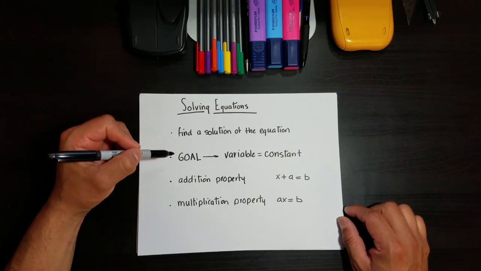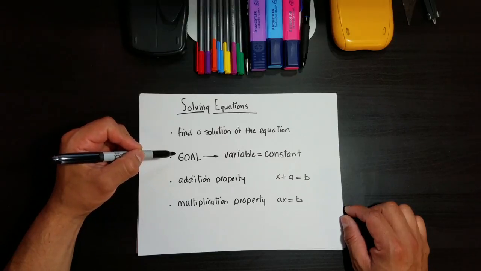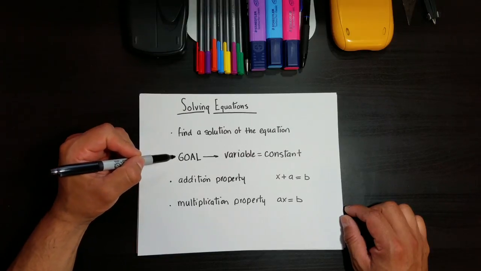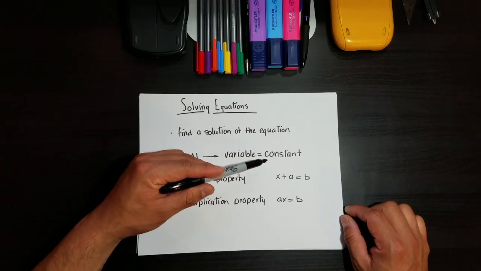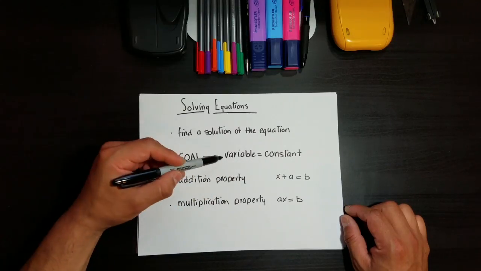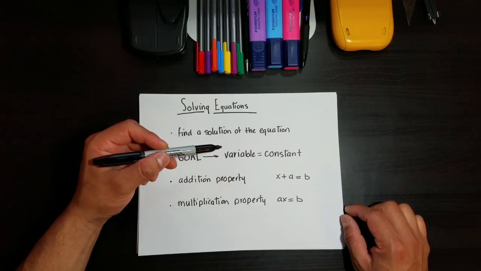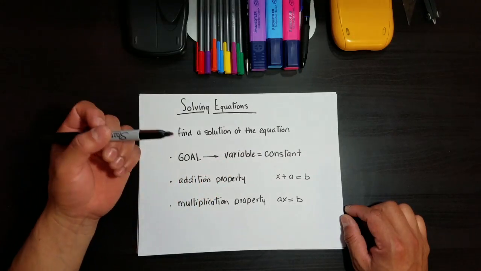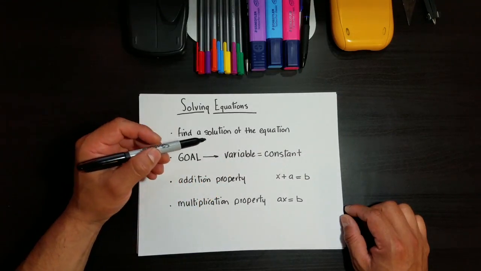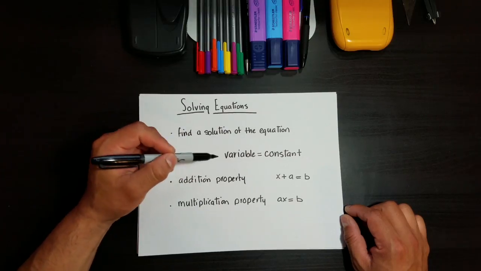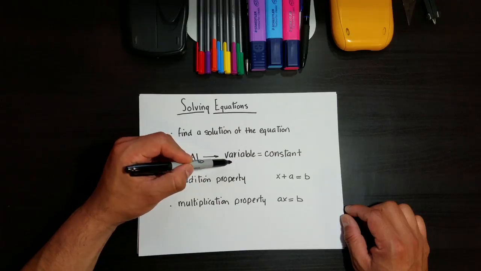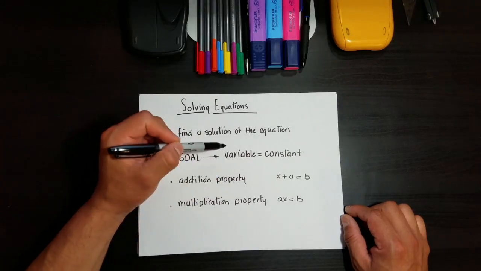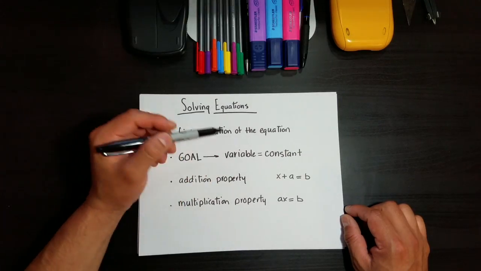The most important thing that we must remember when solving an equation is that the goal is to write the equation in variable constant form, where your variable is a letter or a symbol and your constant is a number of some sort. So just remember, whatever equation you get, your end result has to be that you have a letter or a symbol on one side, whichever side, and a constant on the other side.